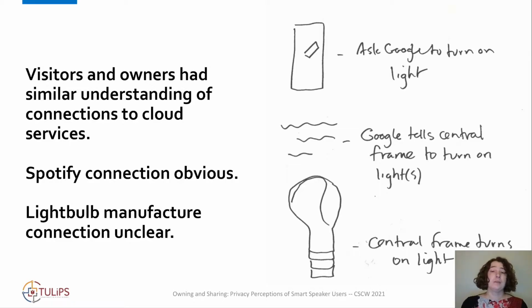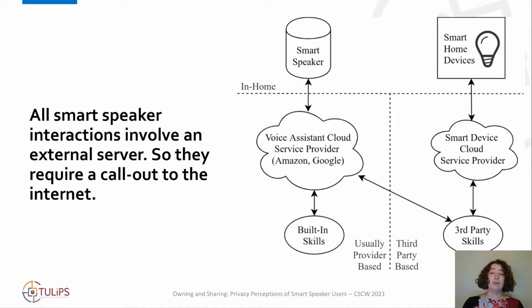We saw a lot of users really explain how this was going to be an entirely in-home event, that Google was going to turn on the light. You tell it to do that. It tells the control frame for the lights, and the light turns on, as evidenced by this drawing. That is inaccurate. If you look at how these function in reality, smart speakers almost always have to involve an external server, at least the Google or the Amazon or the other provider's server, in order to go and actually process the audio data. So they almost always have to do a call out, even for an in-home event.